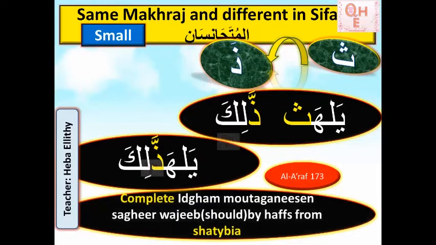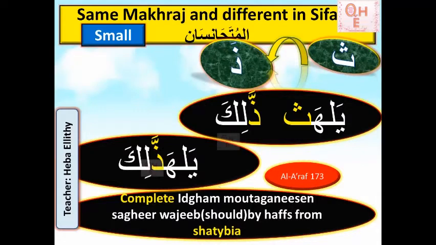So what's the rule here again? Complete idgham mutajanisin or mutajanisan. Sagheer means small. Wajib, remember this word all the time, means should be, by Hafs from Shatibiya. And this is the only word in Hafs that has tha followed by dhal. Tha sakina followed by dhal with haraka. In Shatibiya this is the only word. Again, why do I say in Shatibiya here? Because with other readers it might be idhar, not idgham.